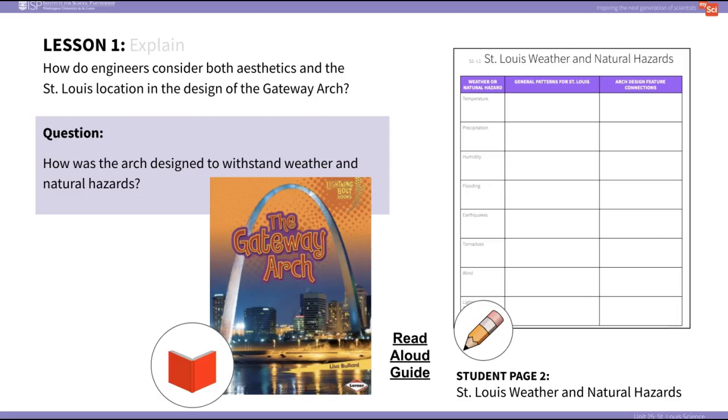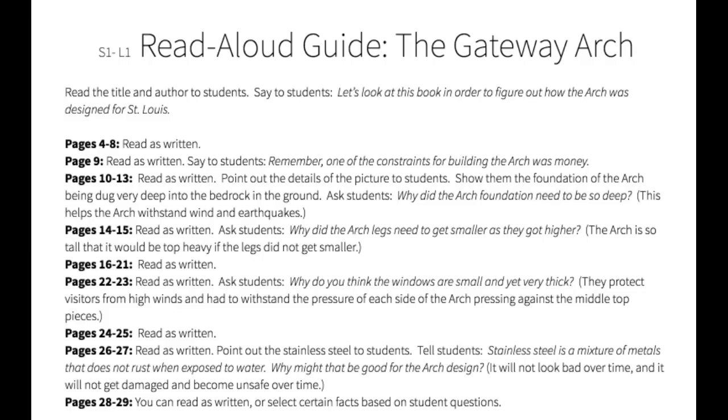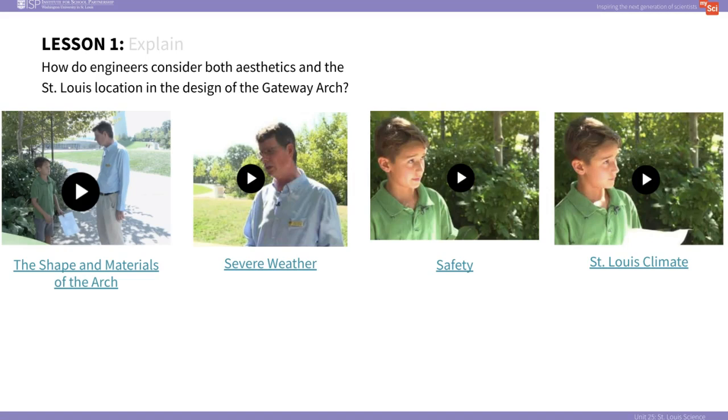In the Explain portion of this lesson, students will obtain information about the design of the St. Louis Arch. They'll start off by reading the Gateway Arch. This is a read aloud book, and you can use the read aloud guide found in the teacher pages. The read aloud guide will allow you to point out the different features of the arch that allow the arch to withstand natural hazards and weather conditions in our area. Students will then watch a series of interviews with Gateway Arch historian Bob Moore about the different features of the St. Louis Arch specific to our unit.